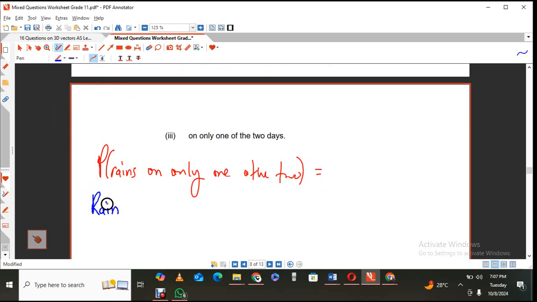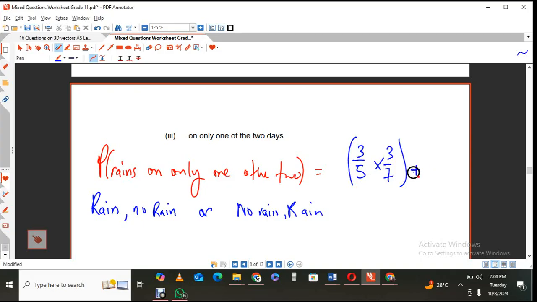rain and then you have no rain, or no rain and rain. That is the combination that you have to take. So rain, no rain: 3/5 times 3/7. Rain, no rain. So when we add the probabilities down the columns.